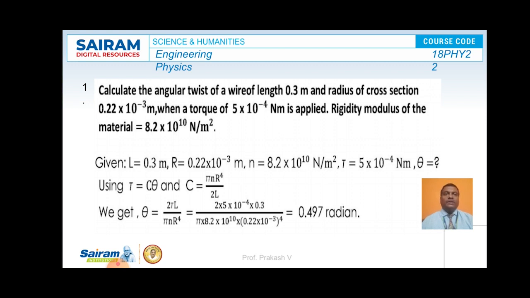So here the value of L is given as 0.3 meter, R is 0.22 into 10 to the power of minus 3 meter, rigidity modulus N is 8.2 into 10 to the power of 10 Newton per meter square, and torque is 5 into 10 to the power of minus 4 Newton meter, and we have to calculate theta. As per the formulas, T is equal to C theta and C is equal to pi n r to the power of 4 by 2L, the value of theta is written as 2TL by pi n r to the power of 4, and on substituting the values in the formula, we get the value of theta as 0.497 radians.